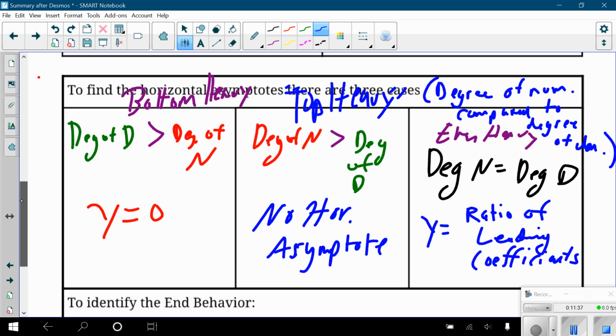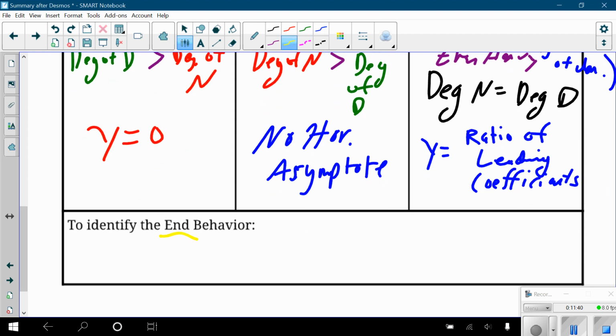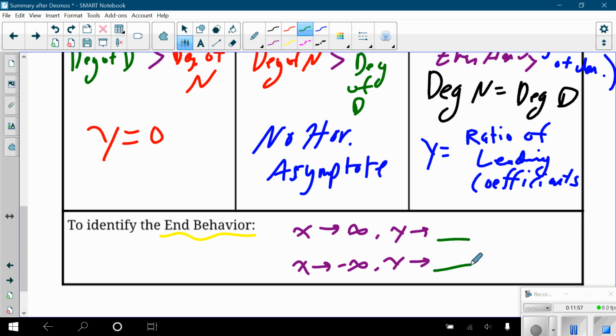Okay. The last thing is end behavior. Remember that end behavior is talking about what happens at the ends of the graph. It always looks like this, and all you have to do is fill in those two things. That's what you're trying to figure out. This is saying, as x goes to infinity, as your graph goes to the right, where does it go? And as x goes to negative infinity, as your graph goes to the left, where does it go? Then you have to answer that question.